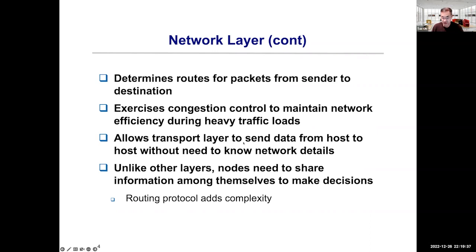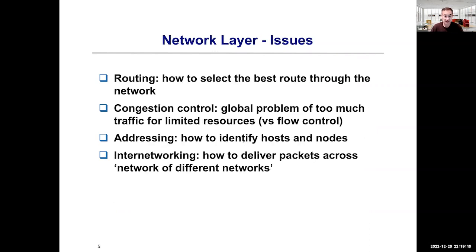So those are the network layer functionalities, but there are some issues. The issues are typically routing: how to select the best route through the network. Routing could be unstable if there's a lot of traffic going in and out. Also, routing could be a problem when everybody uses the same link to get to the destination, because that link is very popular or something.